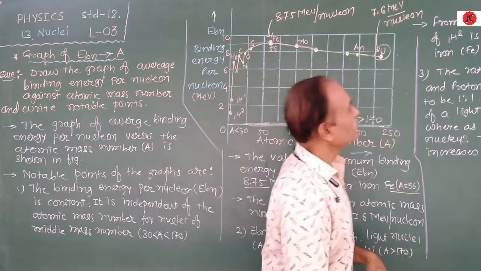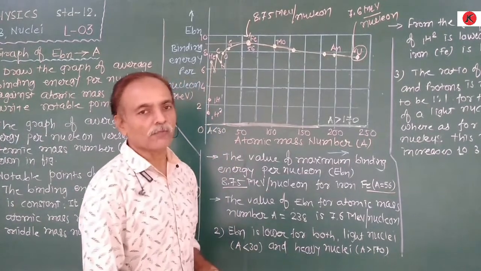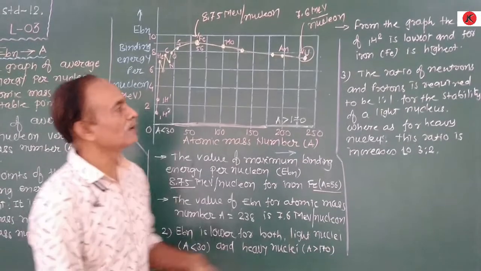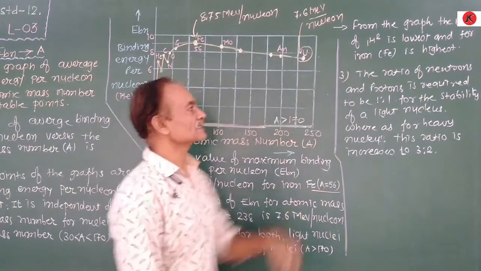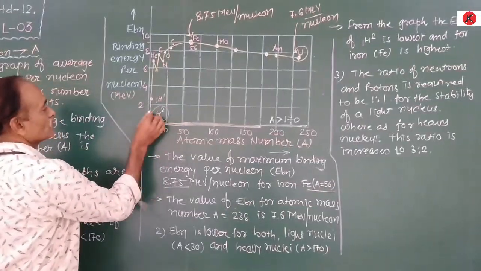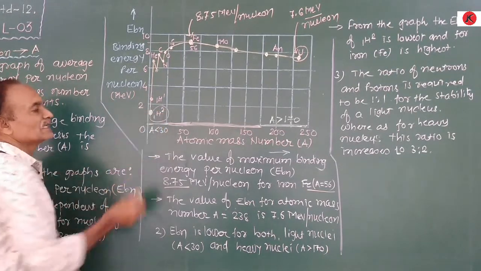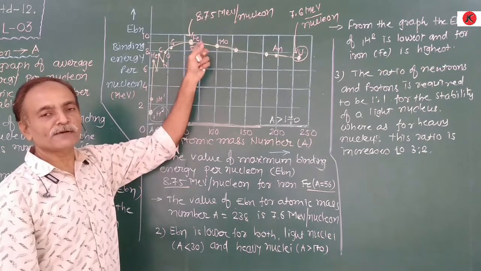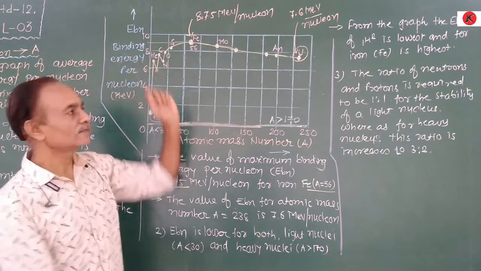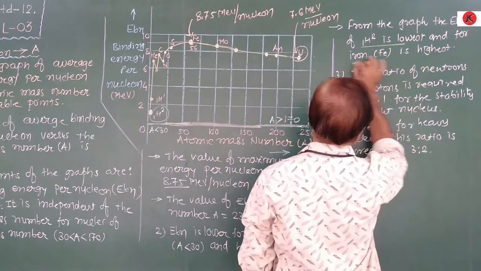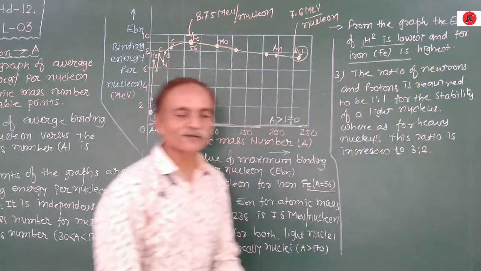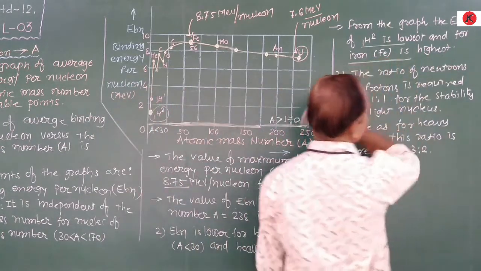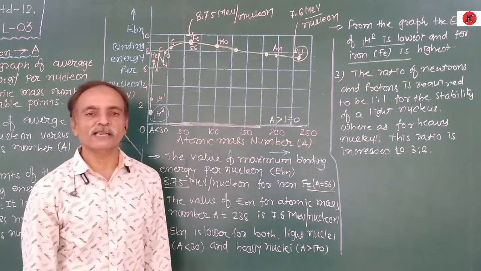Now, from the graph, the binding energy of 1H2 is lowest and for iron, Fe, is highest. For this 1H2, deuterium, the binding energy per nucleon is minimum, while for iron, the binding energy per nucleon is maximum.